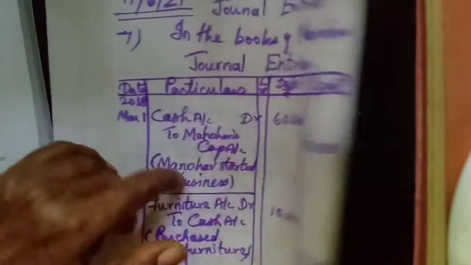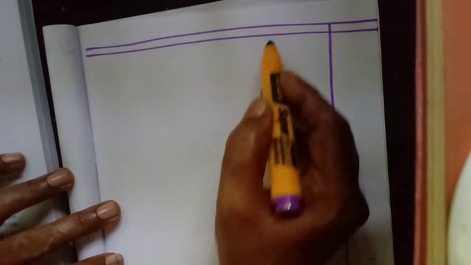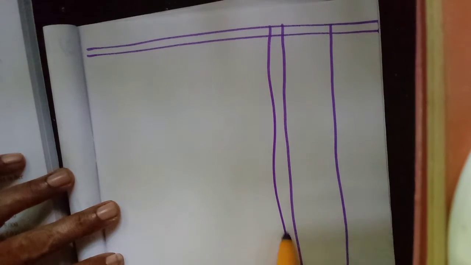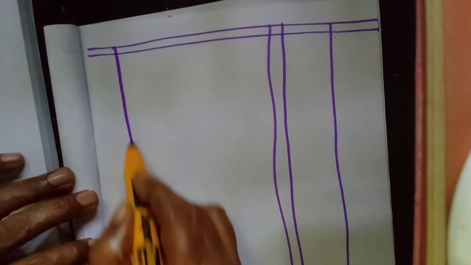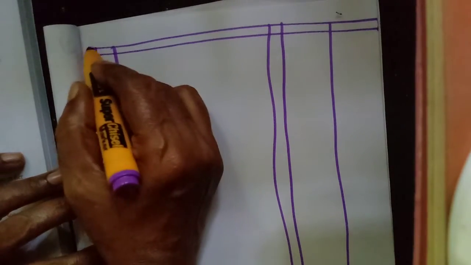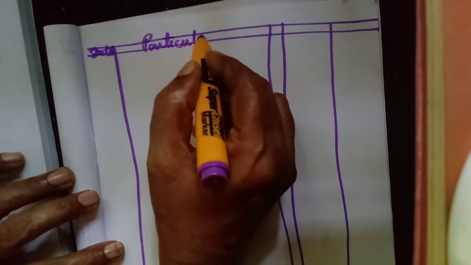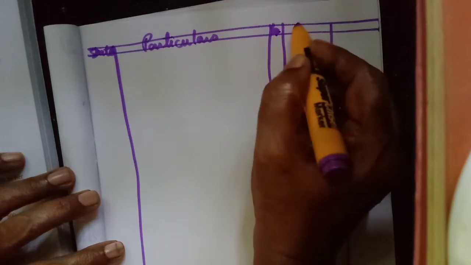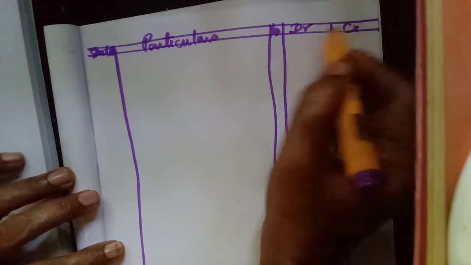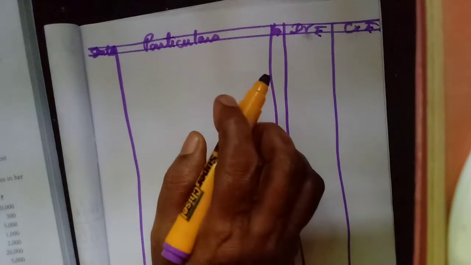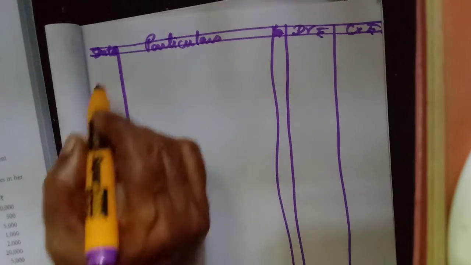Okay, one line. Then the next page we will use. Date, particulars, LF, debit, credit, rupees.